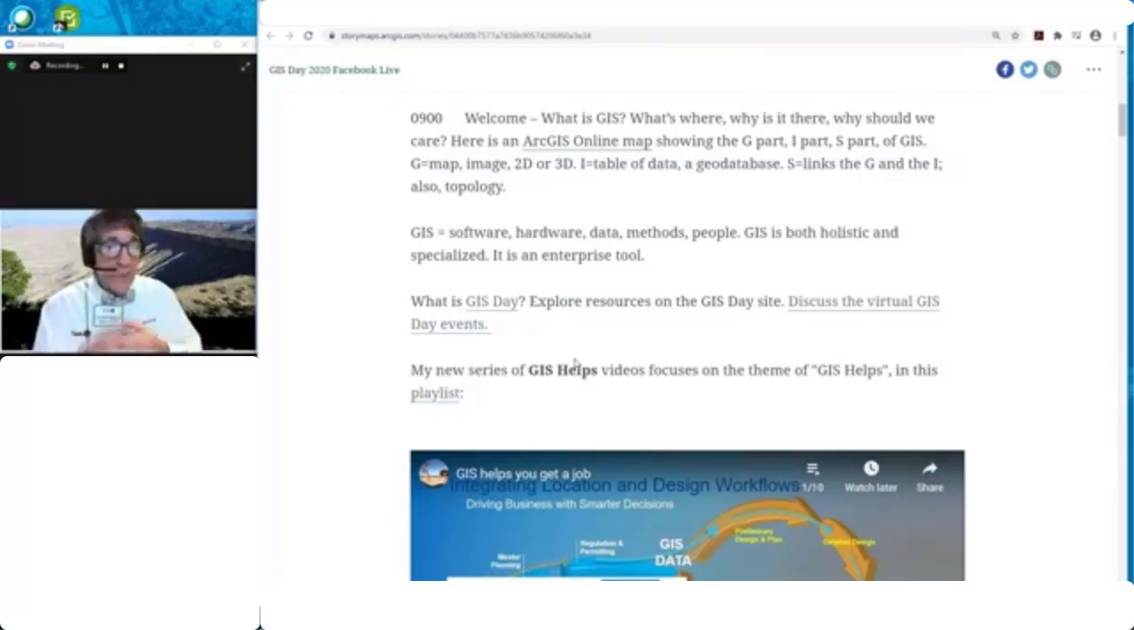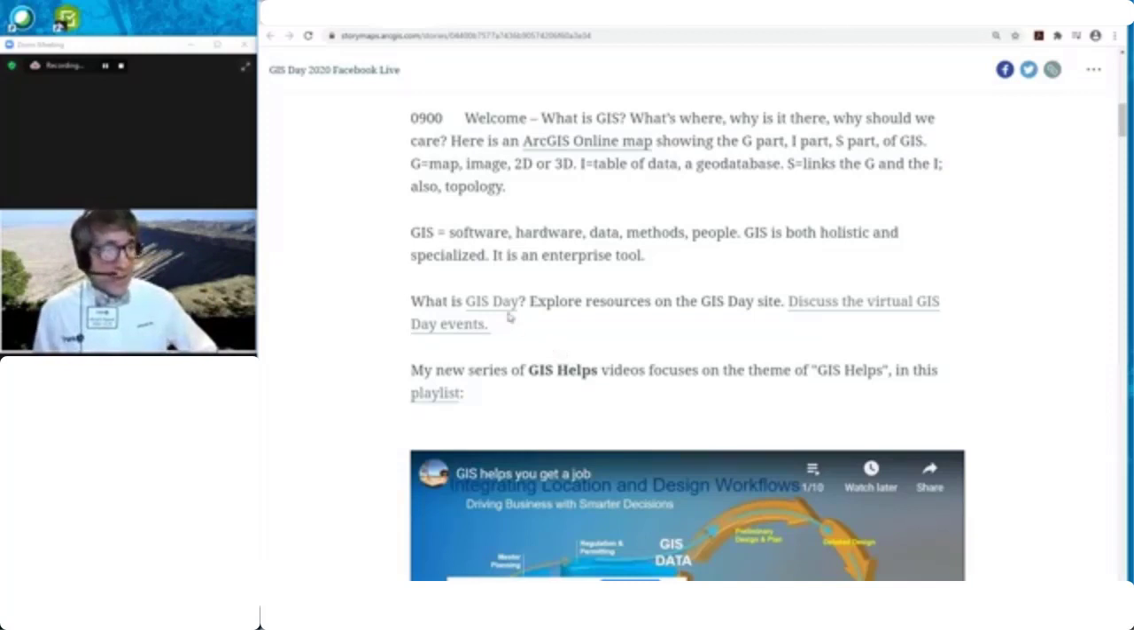But also it can be specialized. You may be interested in just criminal justice with GIS, or racial inequity, or climate, or river systems, or soils, or geology. That's fine too. Be specialized, sure, but also don't lose sight of the holistic way of looking at the world.